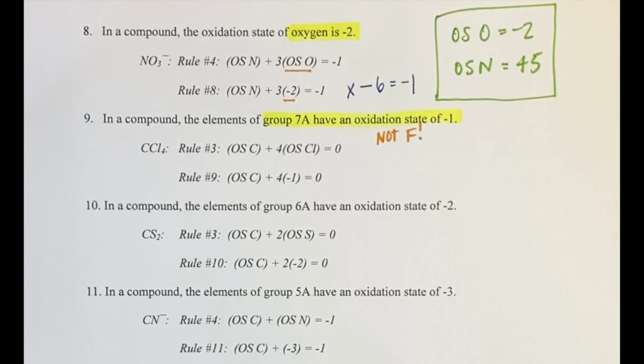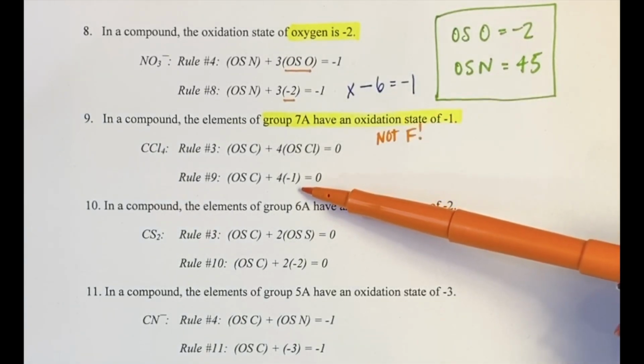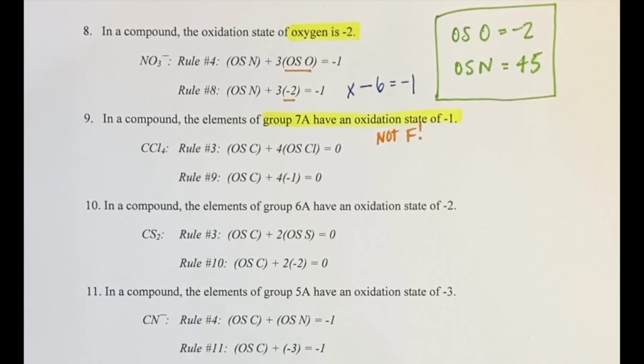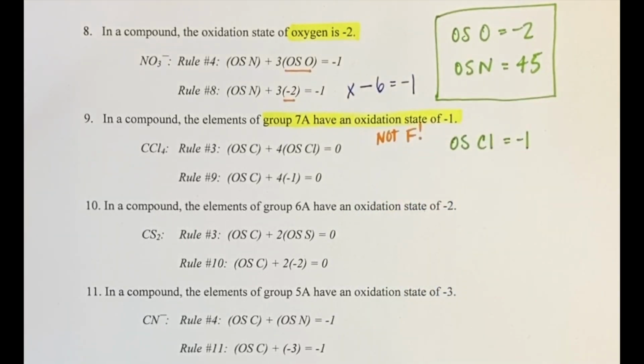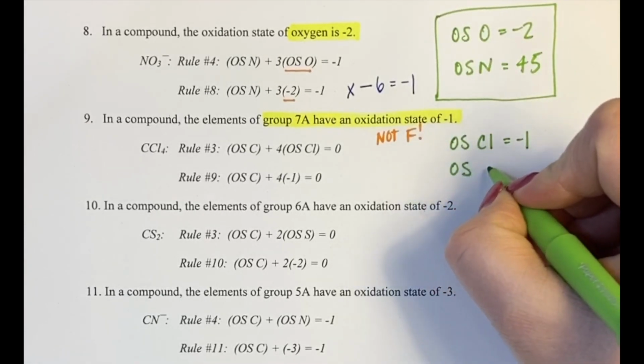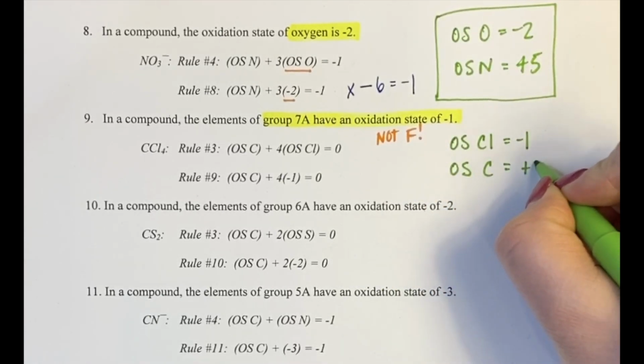So if we're looking at a compound like carbon tetrachloride, CCl4, rule number 3 allows us to write the equation for a neutral compound where the oxidation state of the carbon plus 4 times the oxidation state of the chlorine must be equal to 0. As we go through the rules, the next rule that helps us know the oxidation state of either the carbon or the chlorine is rule number 9. That's going to allow us to substitute in for the oxidation state of the chlorine, that -1. And when we do the calculation, we're going to calculate that the carbon has an oxidation state of +4. So our rules told us that the oxidation state for the chlorine was -1. We then solved the equation and calculated that the oxidation state for the carbon in this compound was +4.